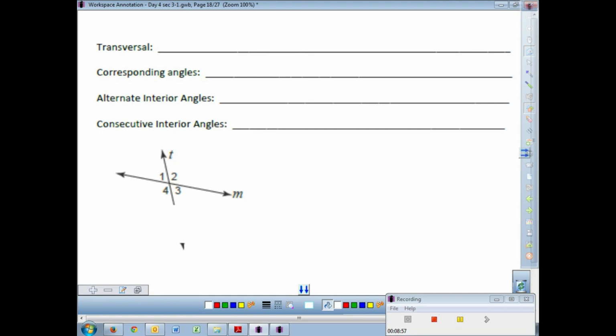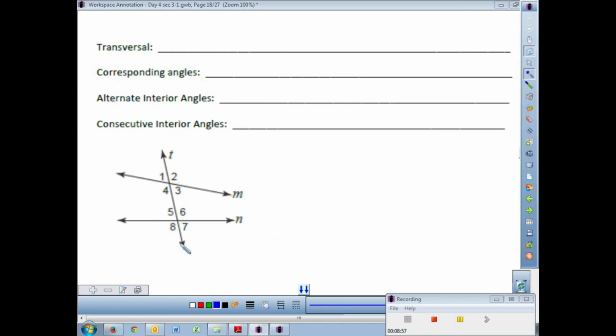We should know about vertical angles and linear pairs. Aren't angles 1 and 3, which are right across from each other, vertical angles? And hopefully remember that vertical angles are congruent, and angles 2 and 4 are also vertical angles. And then angles like 1 and 2 that touch each other and form a line, those are a linear pair.